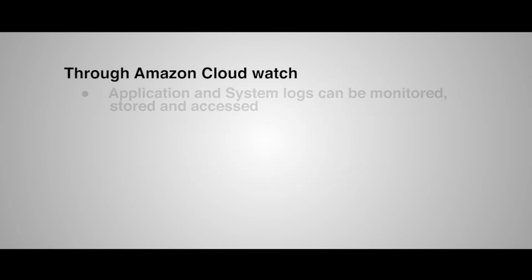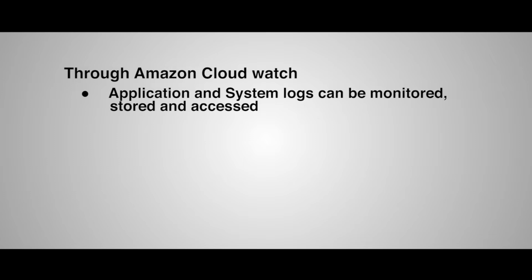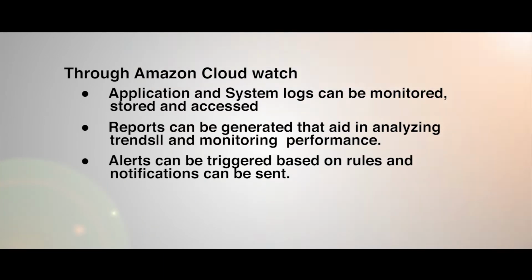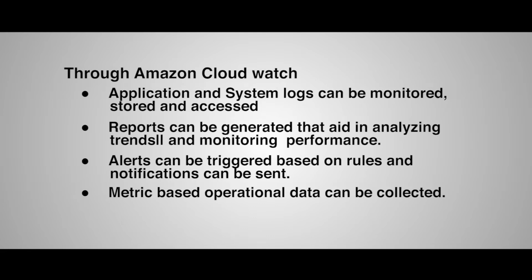Through Amazon CloudWatch, application and system logs can be monitored, stored, and accessed. Reports can be generated that aid in analyzing trends and monitoring performance. Alerts can be triggered based on rules and notifications can be sent. Metric-based operational data can be collected. Now we can appreciate the usage of CloudWatch by users. Flexible and scalable, Amazon CloudWatch can be automatically integrated with AWS services. By this, we have understood the usage of CloudWatch and why it is important for us. Next, we will discuss how CloudWatch enables monitoring across various AWS services.